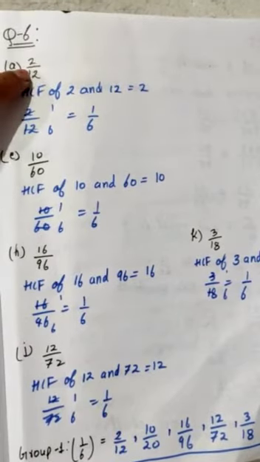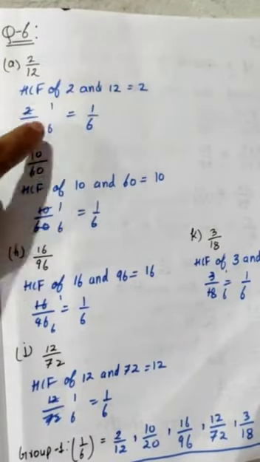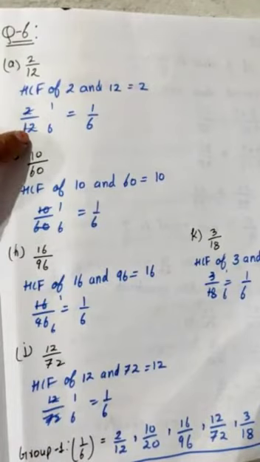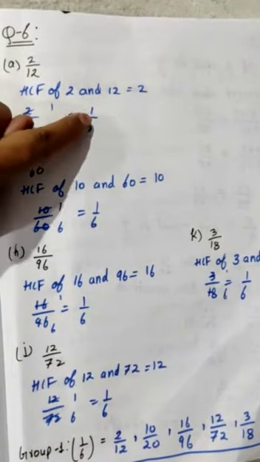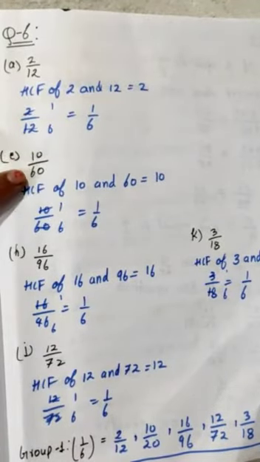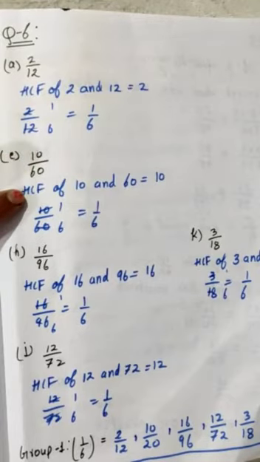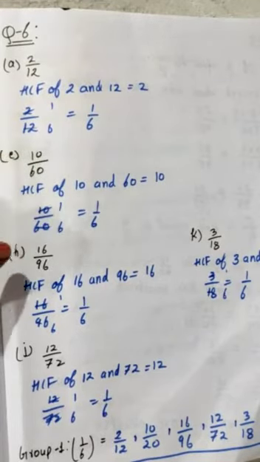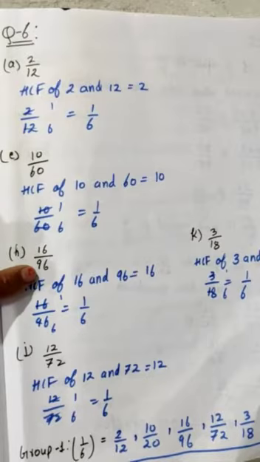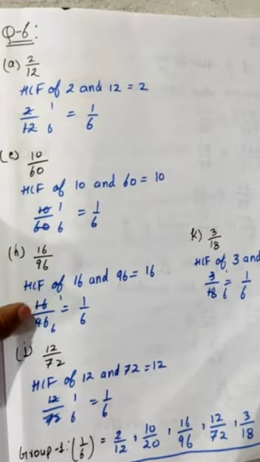So 2 upon 12, HCF of 2 and 12 is 2. Okay, so 2 1s are 2, 2 6s are 12. So simplest form is 1 upon 6. Similarly 10 upon 60, the HCF is 10. So answer is 1 upon 6. Again 16 upon 96, the HCF is 16. So simplest form is 1 upon 6.